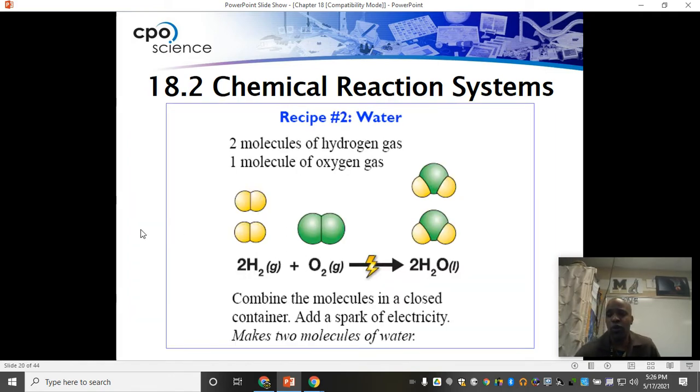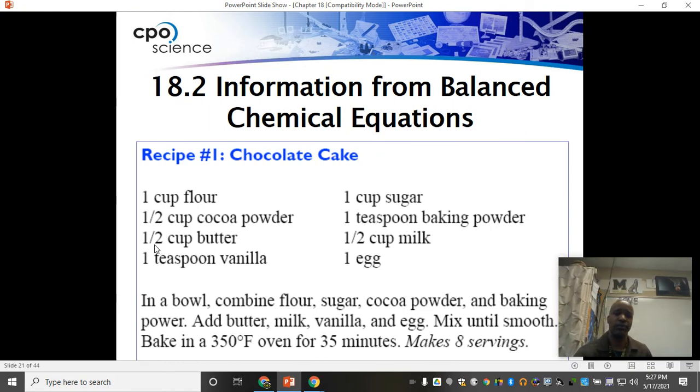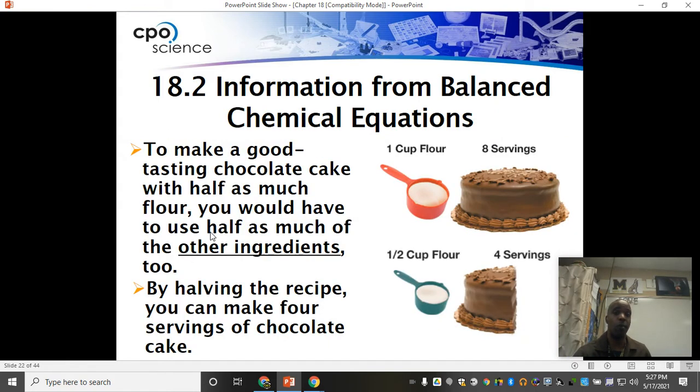Now here's the same recipe, except this is the recipe for water, which is going to require so much hydrogen, so much oxygen. But what if you only have a couple units of hydrogen? What do you do? Let's talk about that. We're going to talk about how and why we balance these chemical equations.